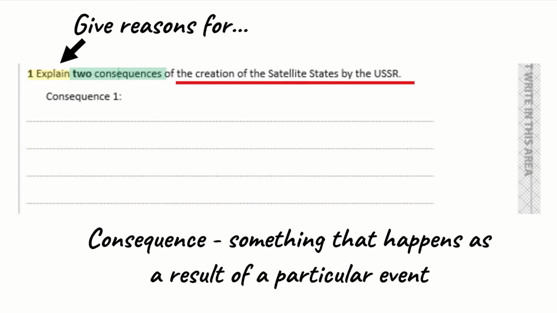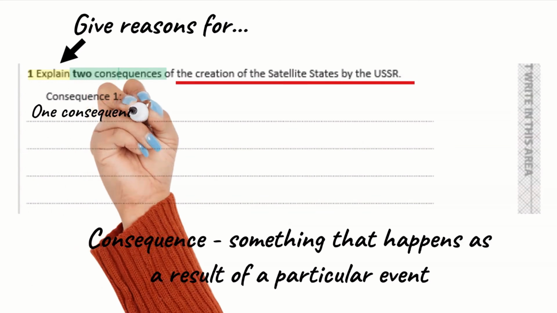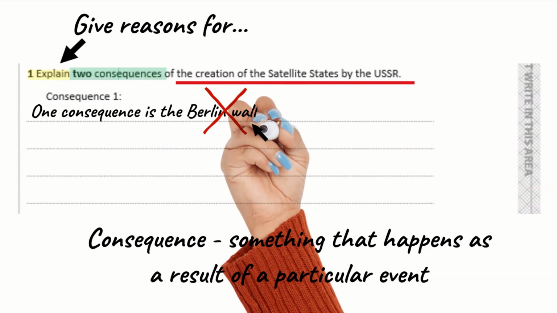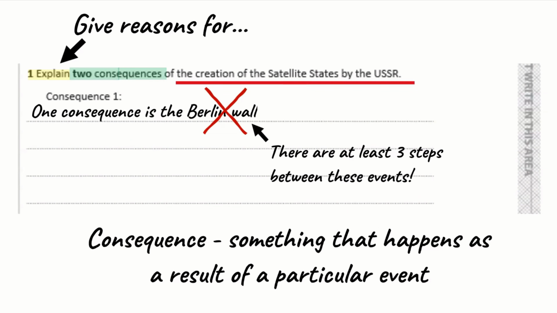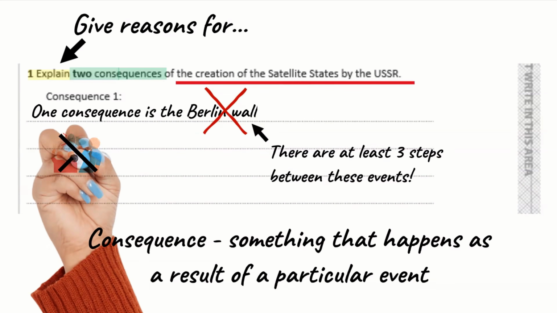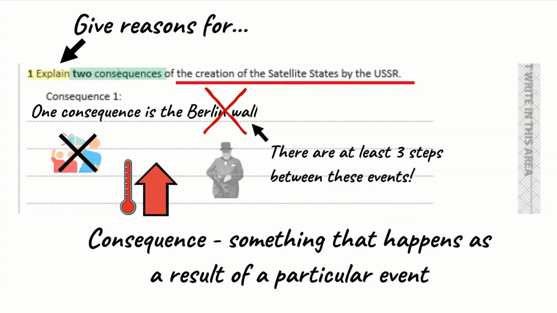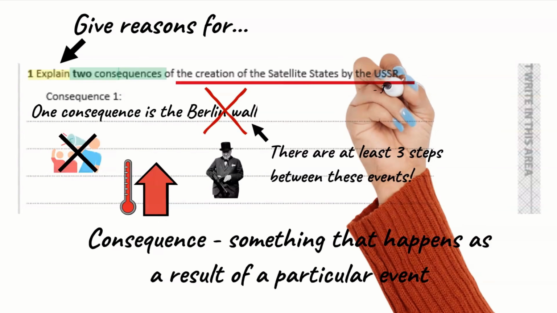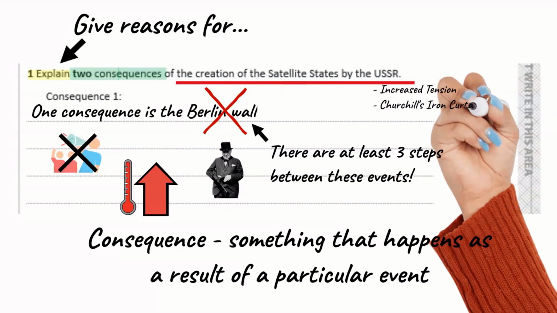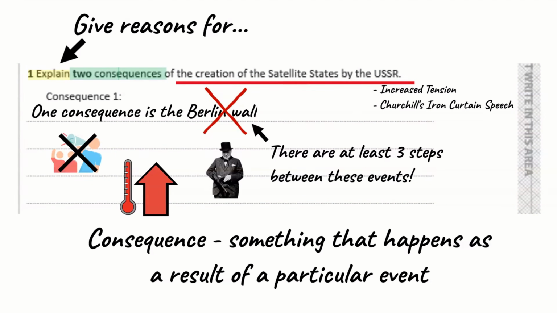Pay close attention to this part of the question because the consequences you describe must be direct consequences of the event in the question. It's no good saying that the Berlin Wall is a consequence because there are too many steps between the creation of the satellite states and the building of the wall. So we are looking for things that happened with no steps between them. If you pop back to my video on the creation of the satellite states, you will find I have identified 3 consequences: loss of freedoms in satellite states, increased tensions, and Churchill's Iron Curtain speech. I'm going to talk about the increased tensions and the loss of freedoms in the satellite states, so I'm going to jot those down near to the question to remind me what I'm doing later.